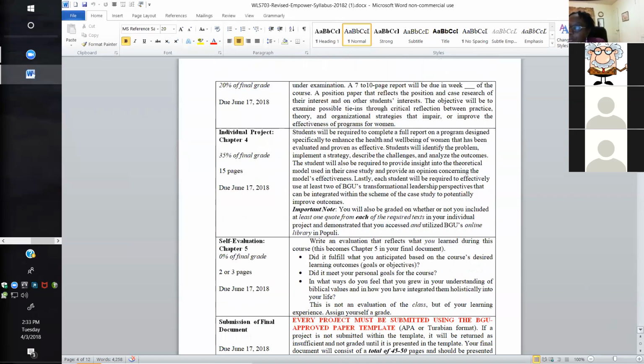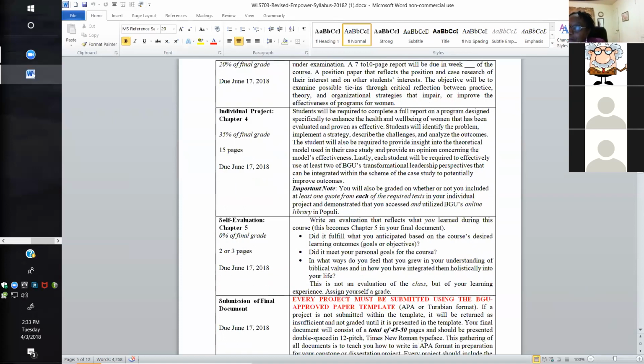Any question on that? No. Good. And then the last chapter is your self-evaluation. You're not usually graded on this, but it is important that you be able to reflect on your own learning. Did the course fulfill your anticipated learning outcomes? Did it meet your personal goals?